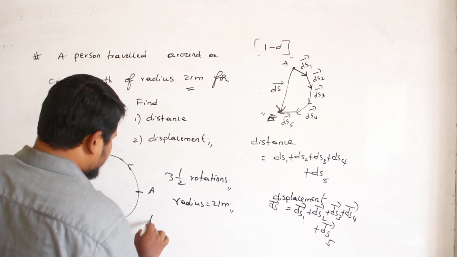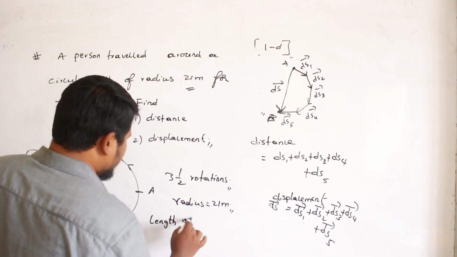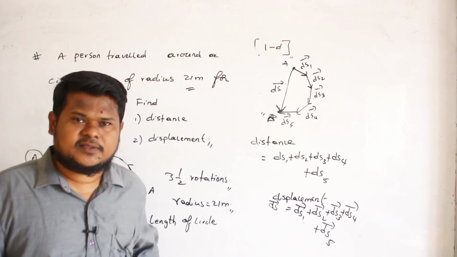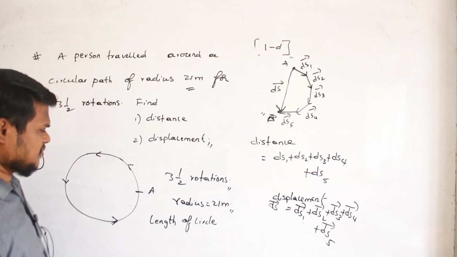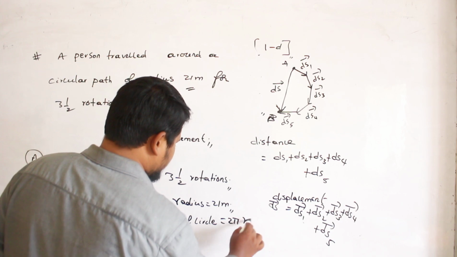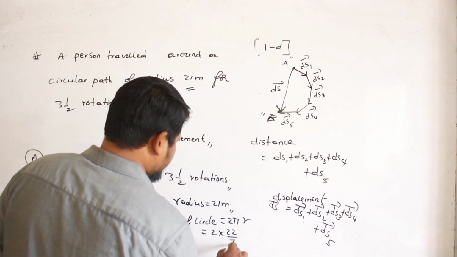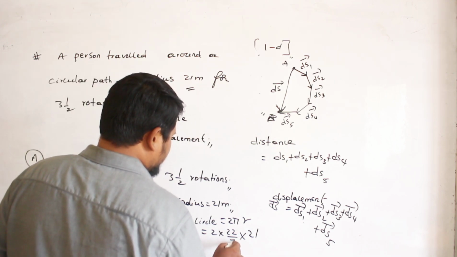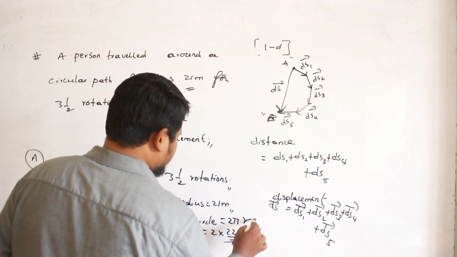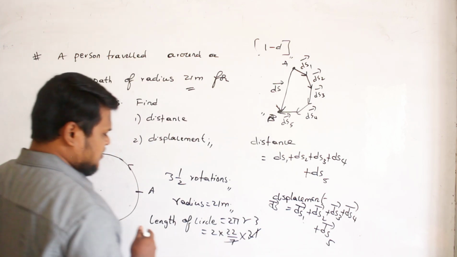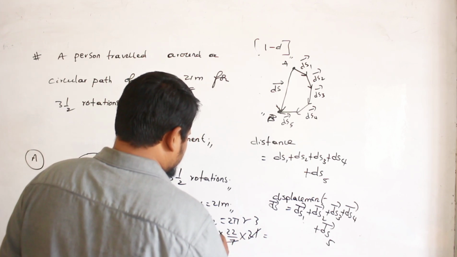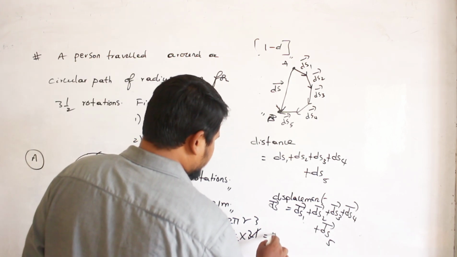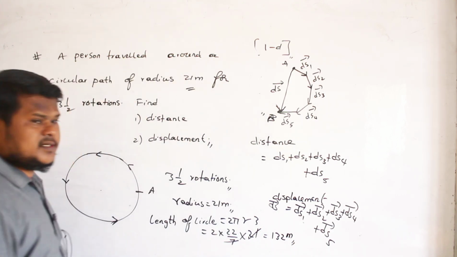Then what is the length of the circle? Length of circle is nothing but the circumference of the circle. That is called the length of the circle. So the circumference formula is 2 pi r. Therefore 2 into 22 by 7 multiplied by the r value. The r value is 21. So 7 ones are 7, 7 threes are 21. So total, 44 multiplied by 3 is 132 meters. So that is the total length of the circle.